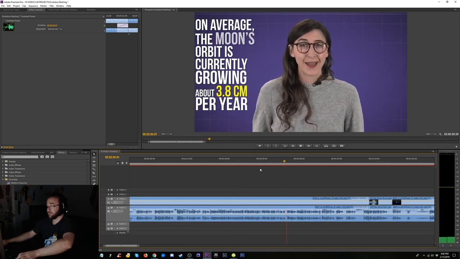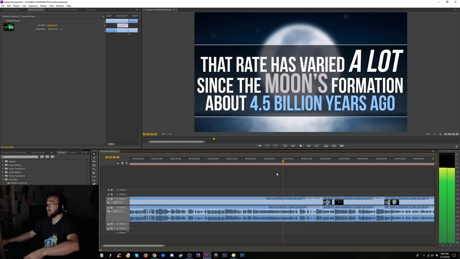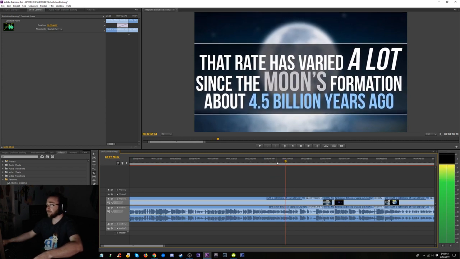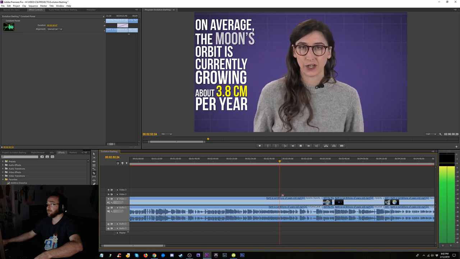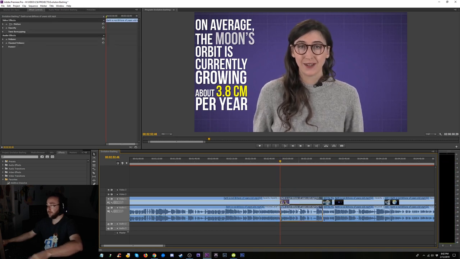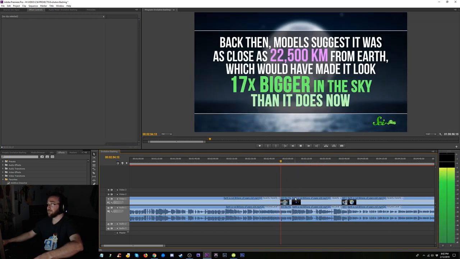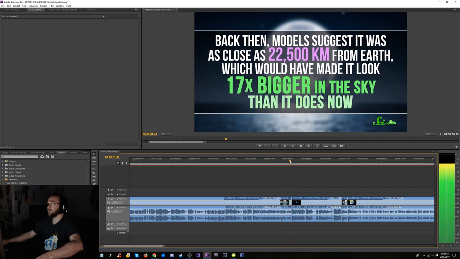...8 centimeters per year, at around the same rate as your fingernails. That rate has varied a lot since the moon's formation. The moon's orbit is currently growing about 3.8 centimeters per year. Back then, models suggest it was bigger in the sky.